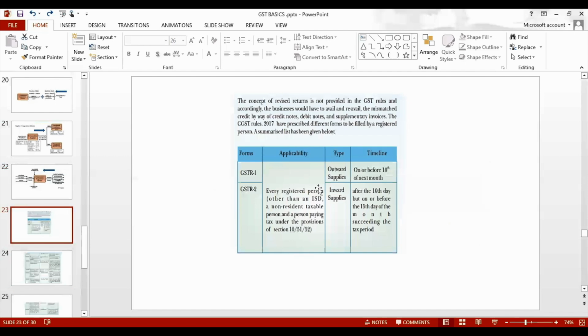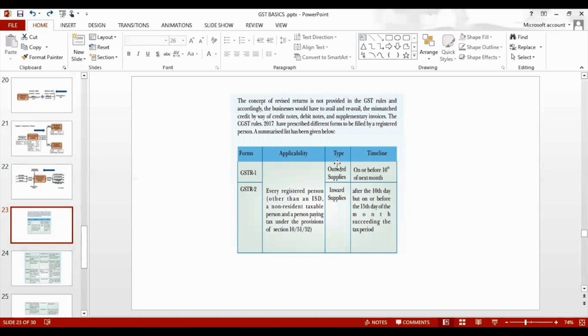What are the applicability and usage of the form? What is the type of form, and what is the deadline for filing the form date? Before, I explained what GSTR 1 is. It's related to sales bills and invoices.